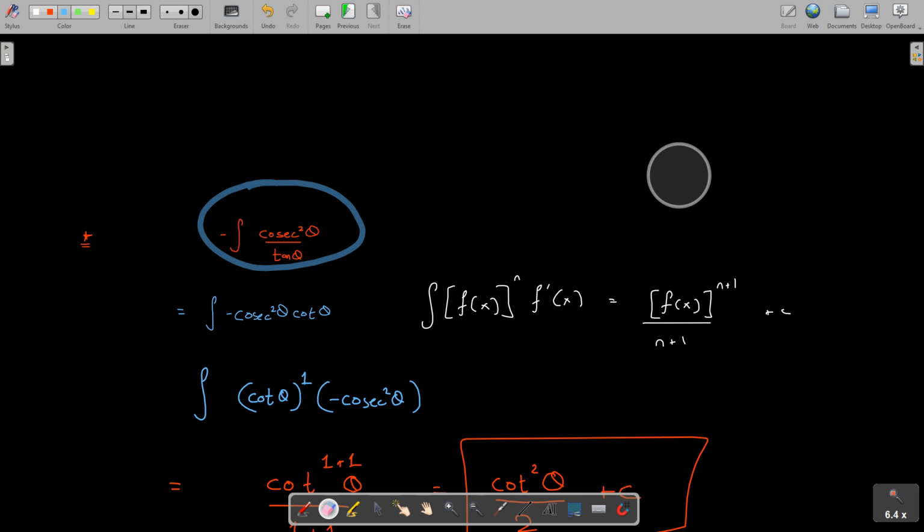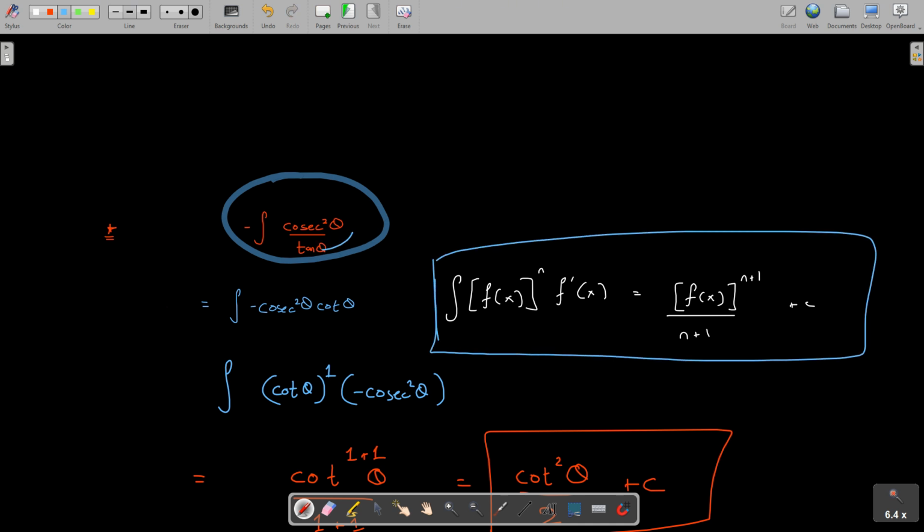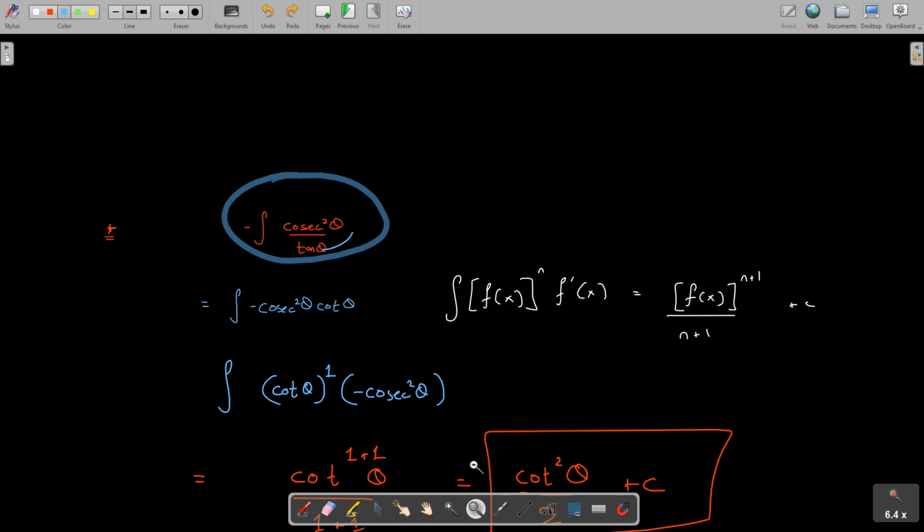And always try to find the short way out. In this scenario, it was determining the fact that cot theta could easily help us apply this rule over here. So practice will make perfect, and I hope this makes sense.